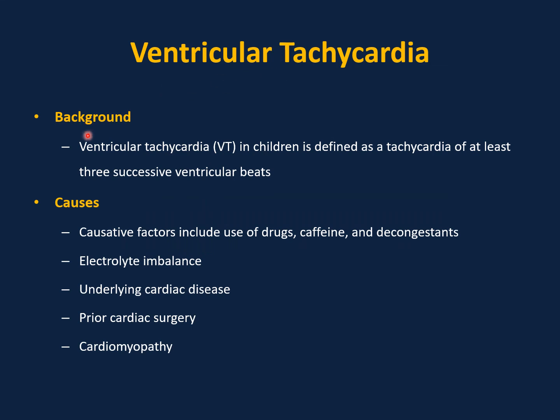Ventricular tachycardia. The definition of ventricular tachycardia in children is tachycardia of at least 3 successive ventricular beats. When we say ventricular, it means that the QRS will be wide and bizarre. Wide complex, not narrow complex. If it's narrow complex, it will be supraventricular, not ventricular. Ventricular when the complex is wide, and we'll see it in the example.